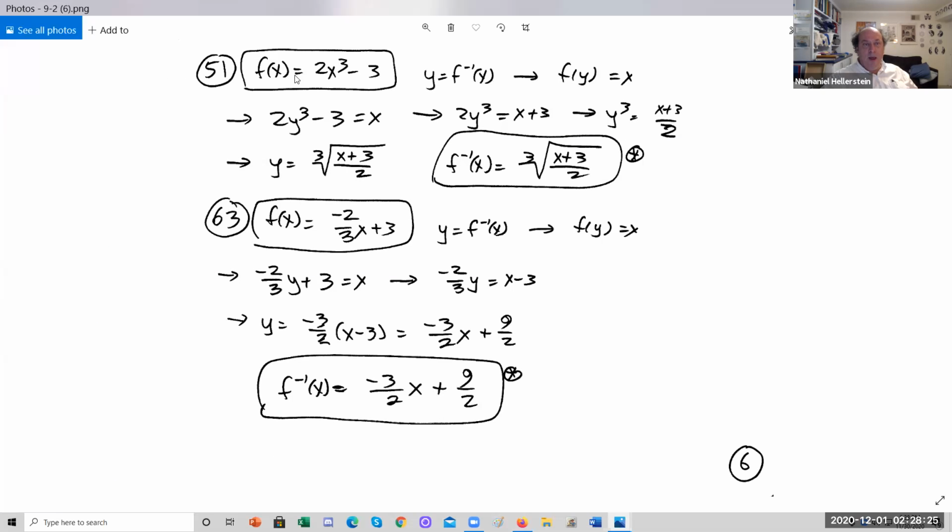All right. f of x equals 2x cubed minus 3. To invert that, y equals f inverse of x. f of y equals x. So 2y cubed minus 3 equals x. To solve for y, we first transpose the 3. 2y cubed equals x plus 3. Then we divide by the 2, both sides. y cubed is x plus 3 over 2. Then you take a cube root. So y equals cube root of the quantity x plus 3 over 2. And that is the inverse function.